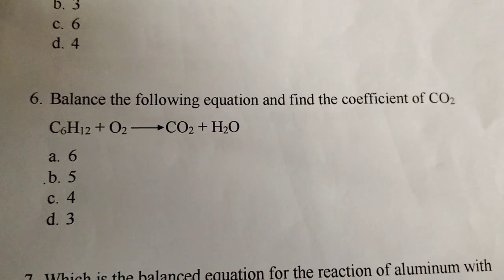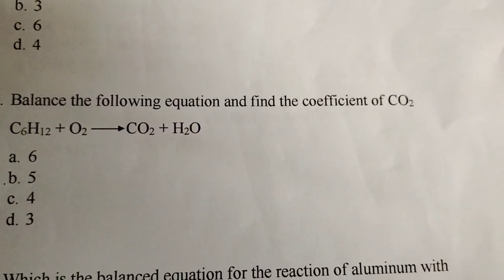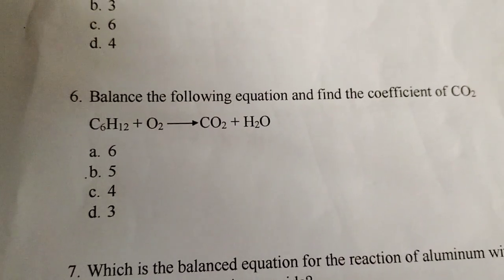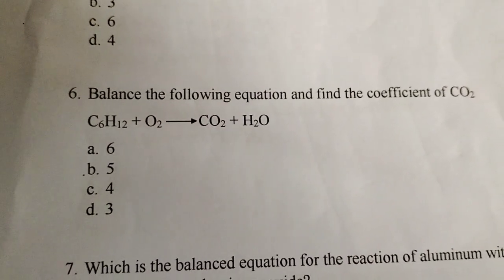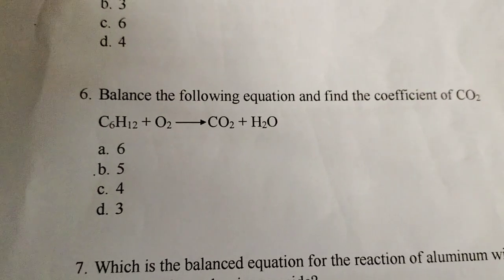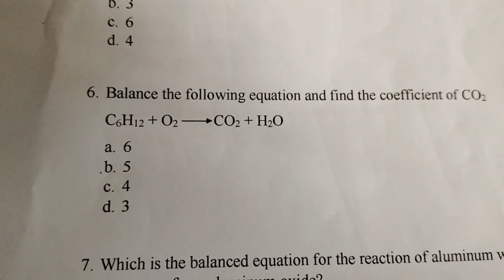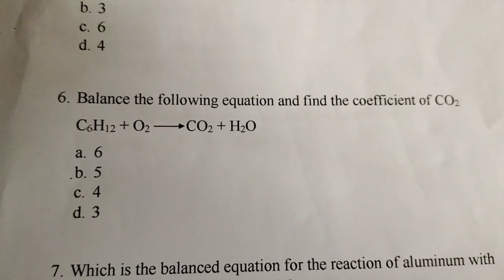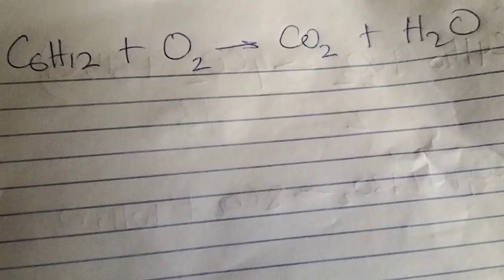Number 6 says, balance the following equation and find the coefficient of CO2. So that equation is the combustion of a hydrocarbon called hexene plus oxygen, giving us CO2 and water. Option A, 6, B, 5, C, 4, and D, 3. We want to look for the coefficient of carbon dioxide.